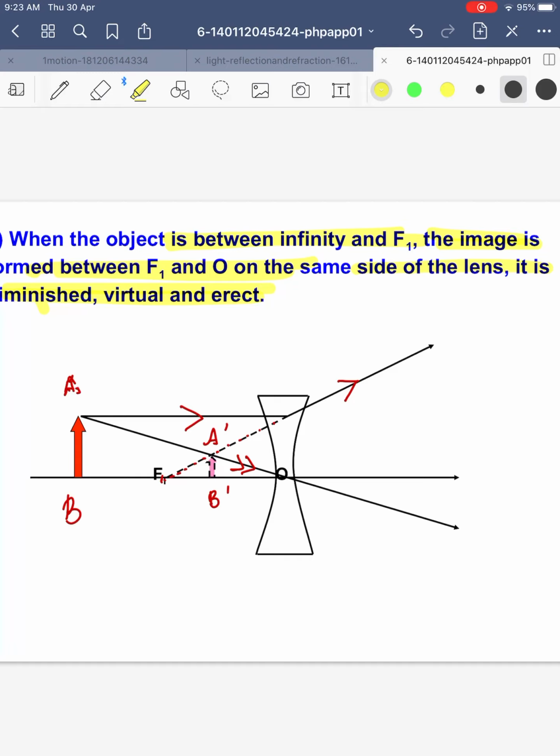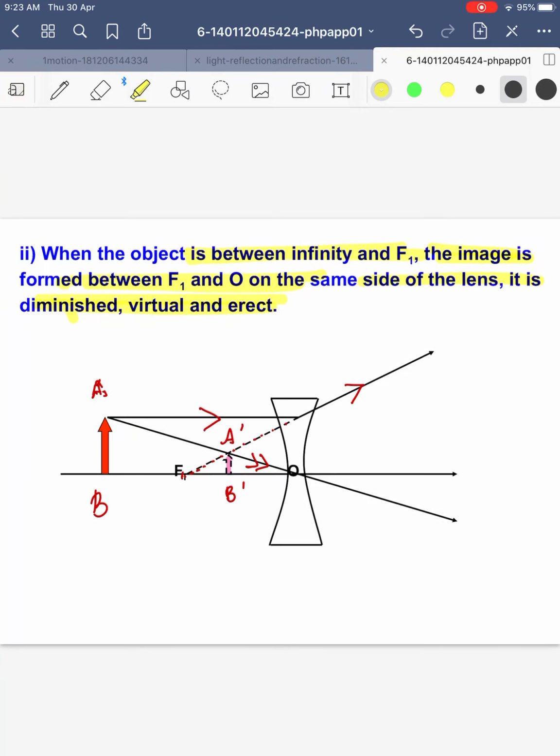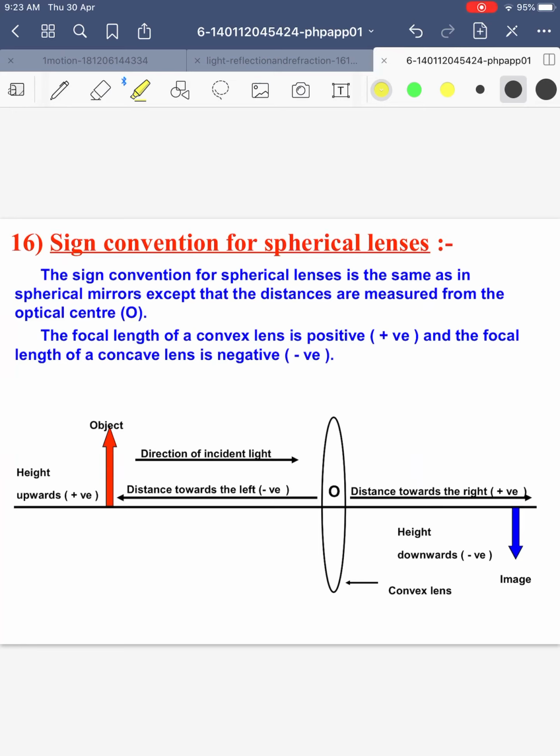So in both the cases, the image for a concave lens is formed on the same side of the lens, meaning where we have kept the object, the image will also be formed on that same side only, and the image formed will always be diminished, smaller in size, virtual and erect. So that was all about image formation for convex and concave lenses. Next we have sign conventions. Sign conventions for lenses and mirrors are the same.